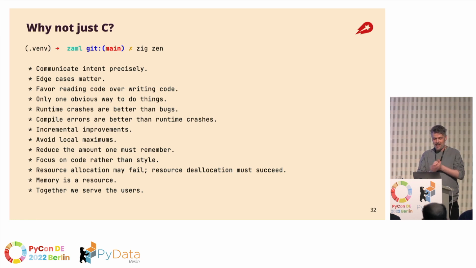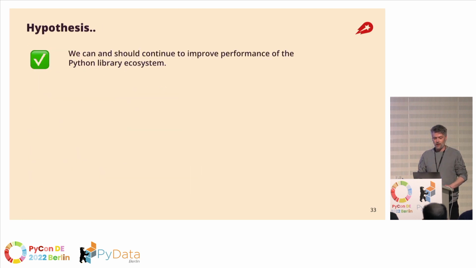And one final point is that I think Zig shares some philosophical and cultural alignment with Python. This is the Zen of Zig, which you can print out from your terminal by typing zig zen. A few of these line items remind me greatly of Python. For example, communicate intent precisely. Explicit is better than implicit. Favor reading code over writing code. Readability matters. Only one obvious way to do things. That's familiar. And I rather like the last one, together we serve the users, which is a nice reminder of why we're all here. So, the hypothesis of that lengthy intro: we can and should continue to improve performance of the Python library ecosystem, and Zig can help us do that.